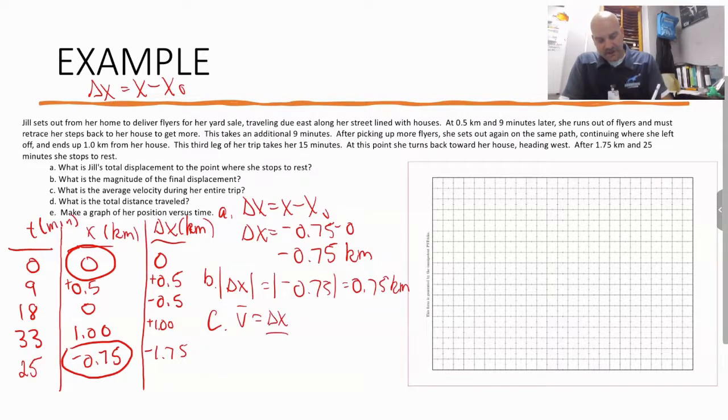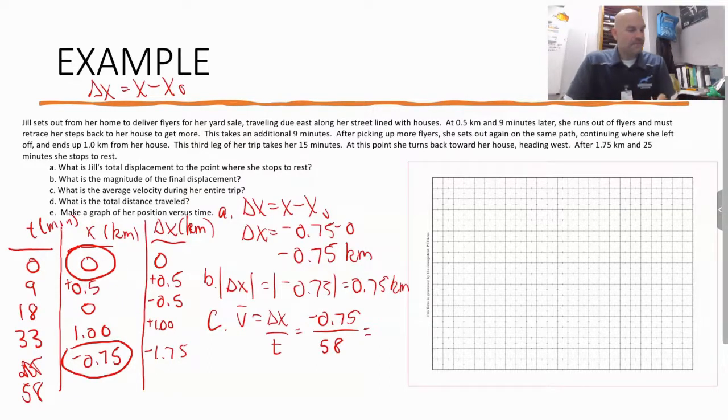So now we're going to use our delta x over time. And so her delta x was negative 0.75. Her time was 58 minutes. I don't know why I wrote 25 here. This should be 58 because we're looking at total time. And so her average velocity is going to be negative 0.013 kilometers per minute because it took her 0.75 kilometers. She did it in 58 minutes.